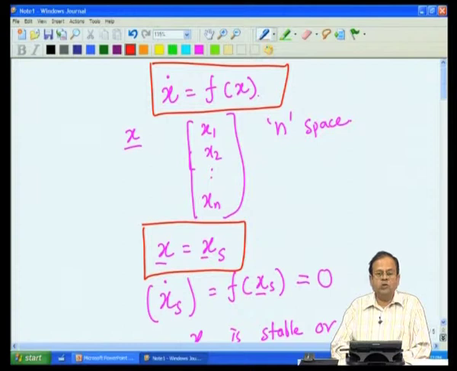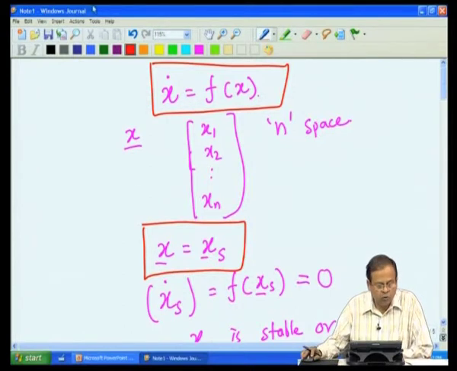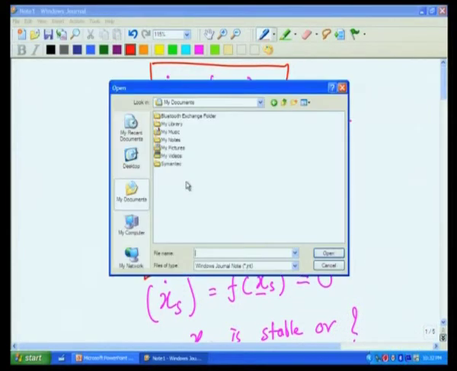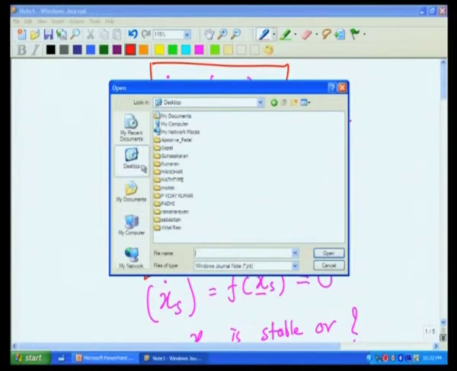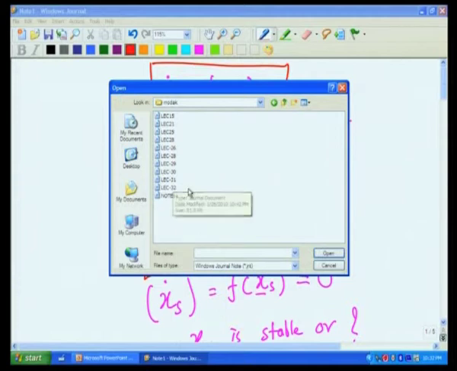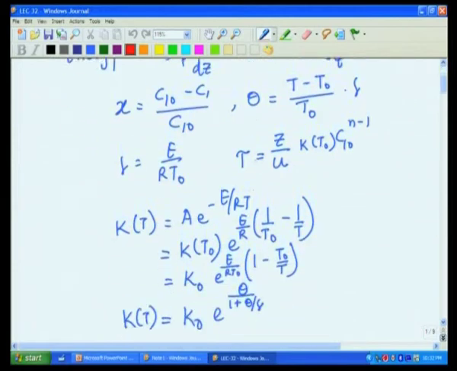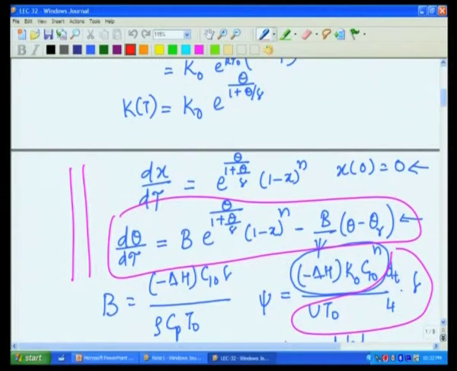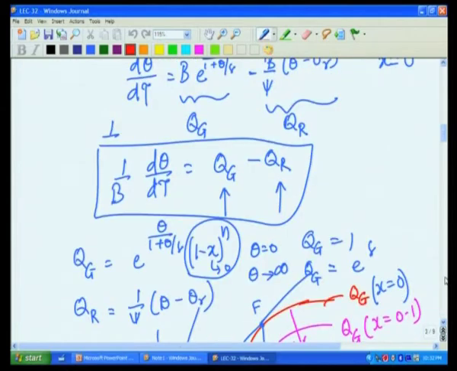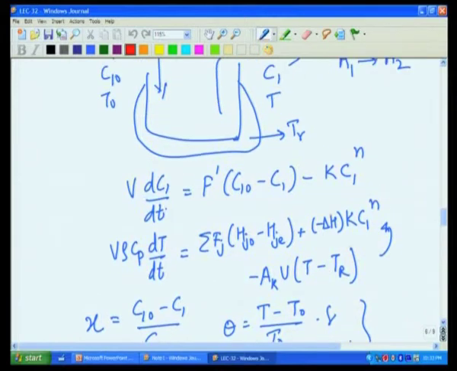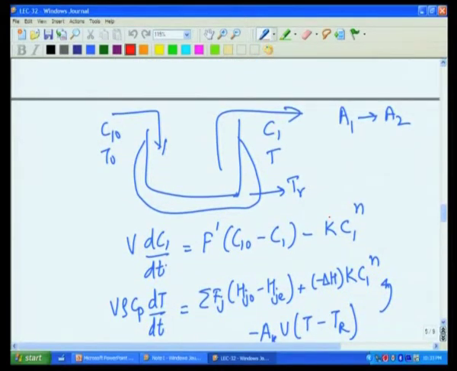In order to make this question a little less abstract, let us go back to our problem of reaction engineering, and let us try to make this a little less abstract. So, let me see if I can. Okay. I am looking at stability of a CSTR.